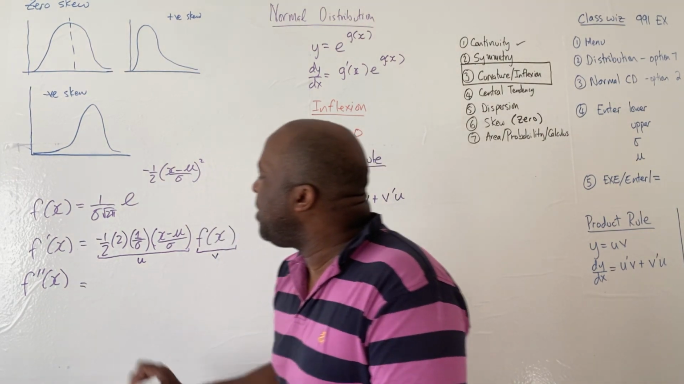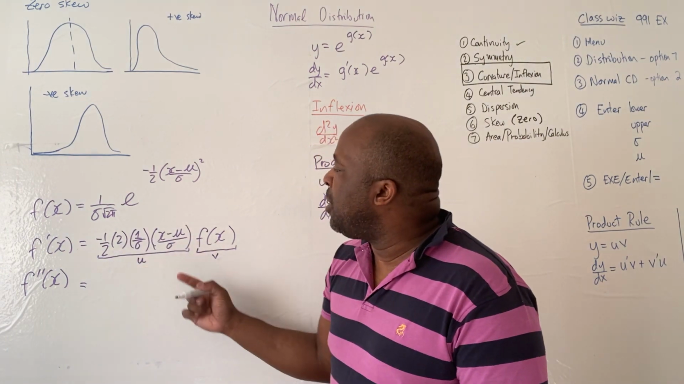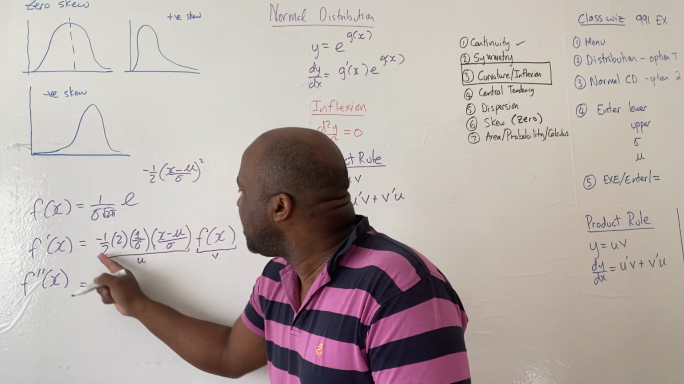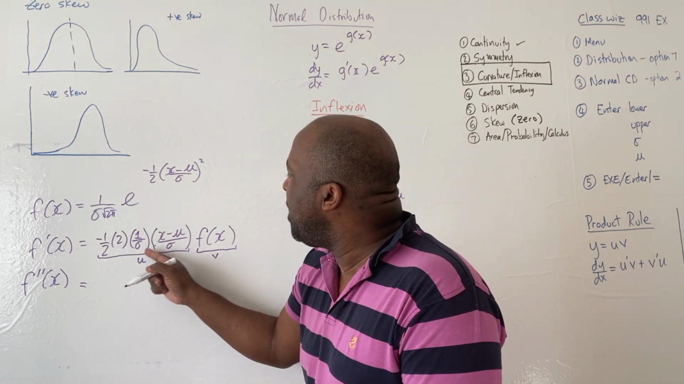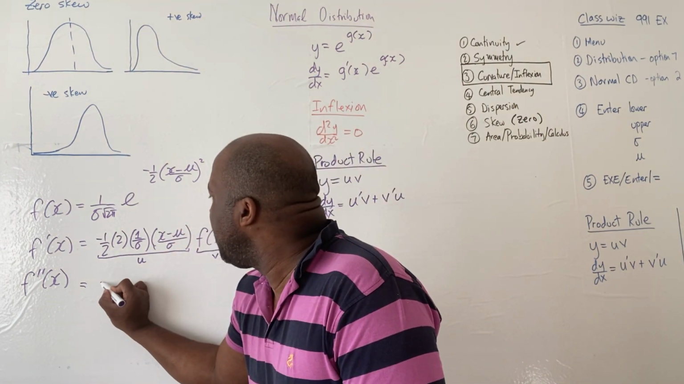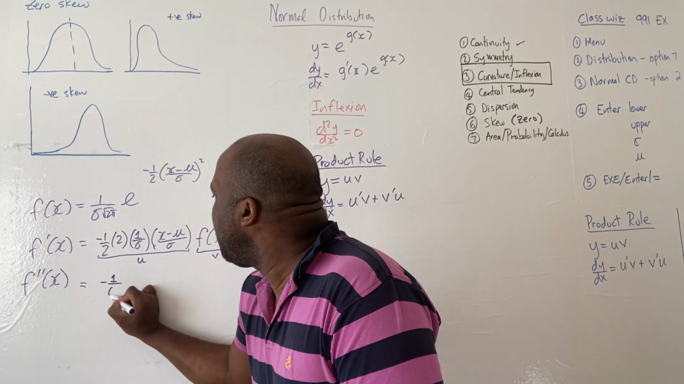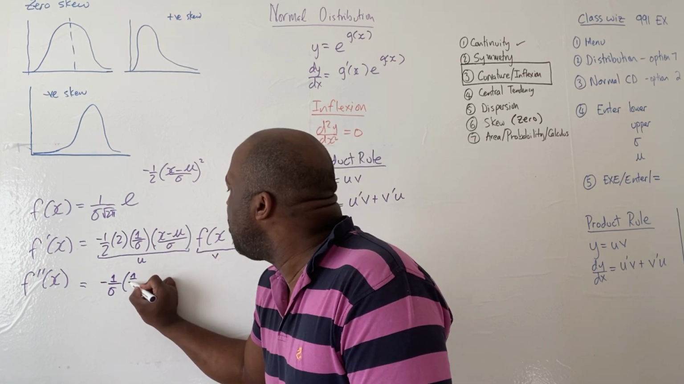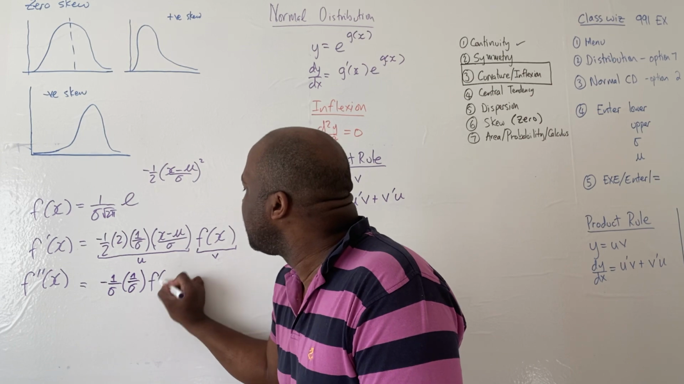So f double dash x will be equal to, differentiating this term, we get, this simplifies to minus 1 over sigma, and then times the differentiation of this. So that will be minus 1 over sigma times, when we differentiate this, we get 1 over sigma, times f of x.